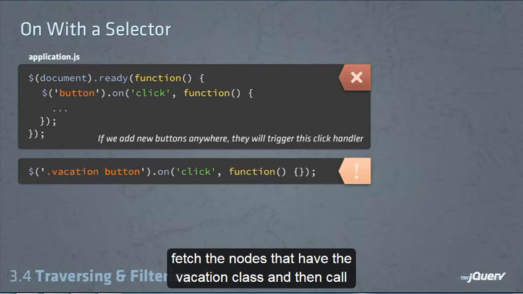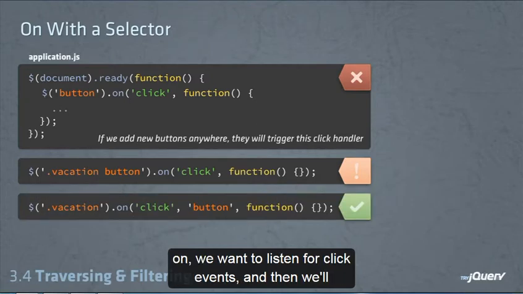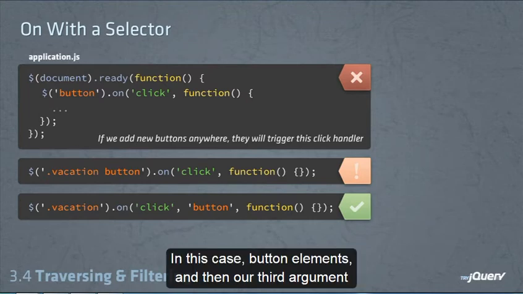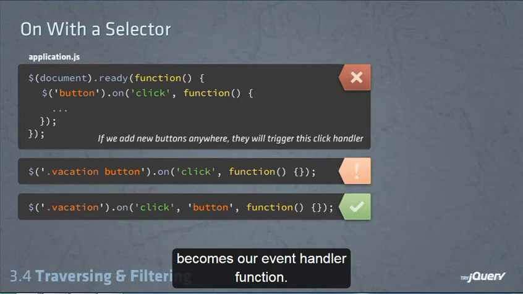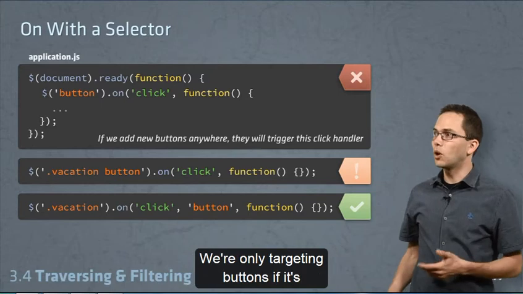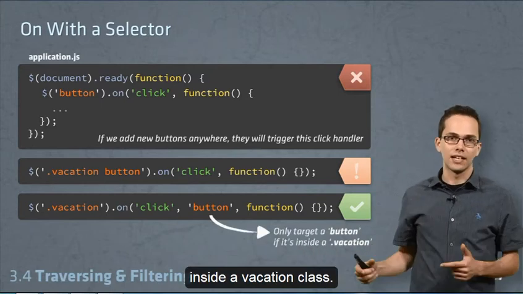We can simply fetch the nodes that have the vacation class and then call on. We want to listen for click events, and then we'll specify which elements inside the vacation class we want to listen for. In this case, button elements. And then our third argument becomes our event handler function. This technique is called event delegation. We're only targeting buttons if they're inside a vacation class.